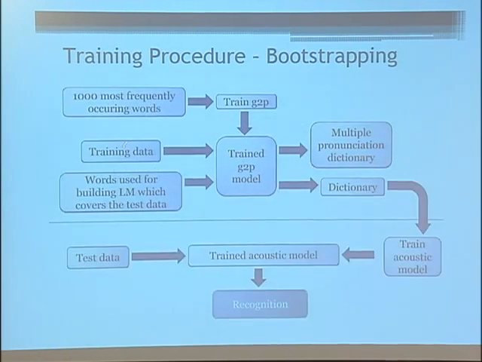Okay, so once we have these things in place, we can use this dictionary, which is a really guessed up dictionary. Only 1,000 words are within the scope. The rest are all guessed up. And then we go ahead and train our acoustic model. So we take the dictionary, we train the acoustic models, and we get a trained acoustic model. We use the test data, and then we get recognition. So this is our first bootstrap model using just 1,000 words in place.